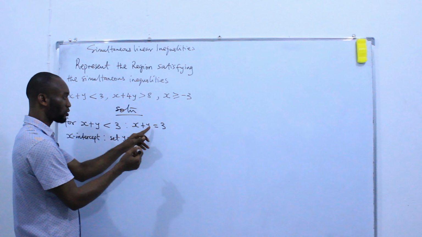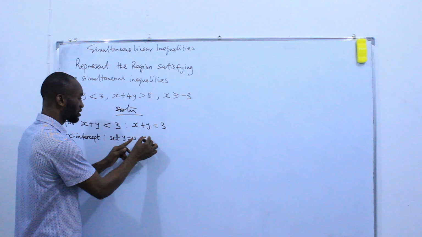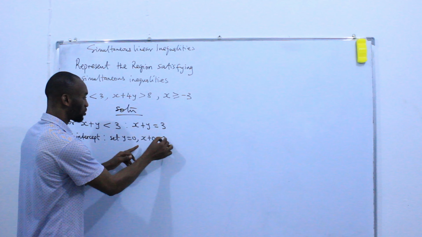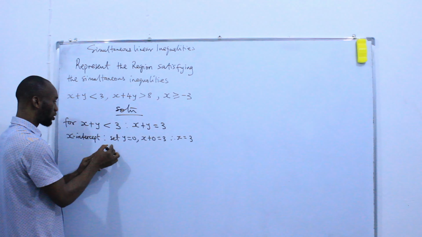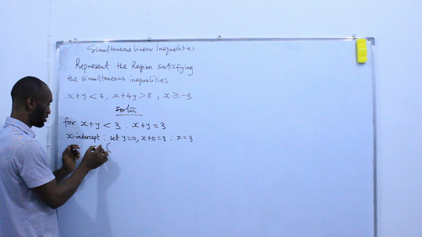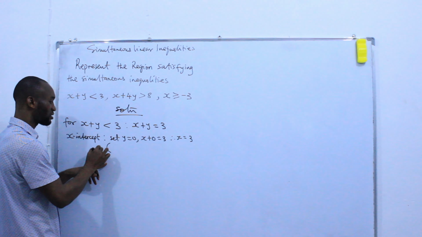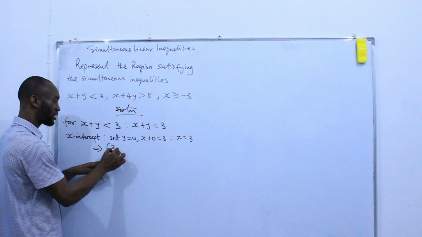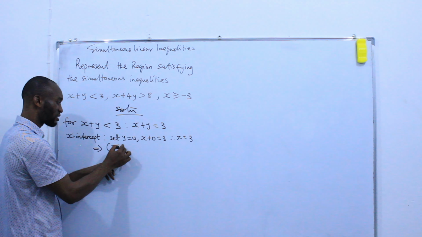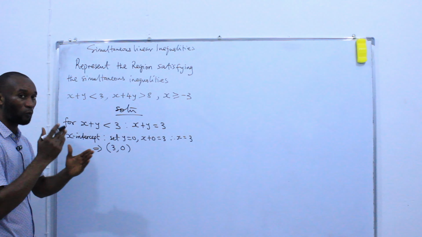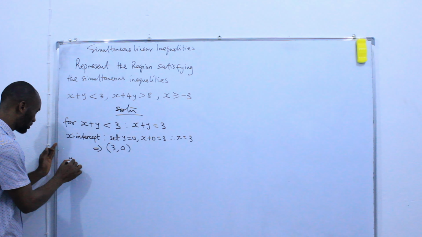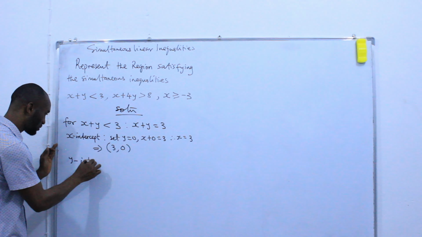When we set y equals 0, we have x plus 0 equals 3. Therefore, x is equal to 3. Now, we have the intercept: when x is 3, y is 0. Next, we are going to look for the y-intercept.